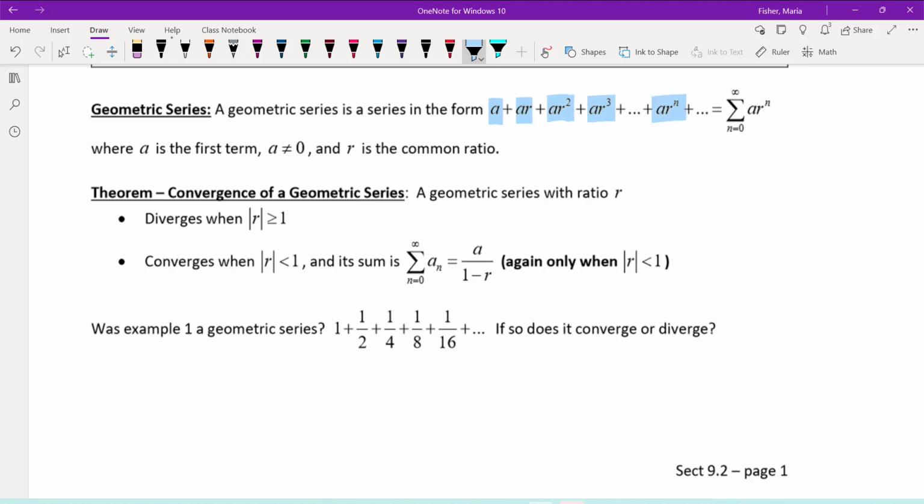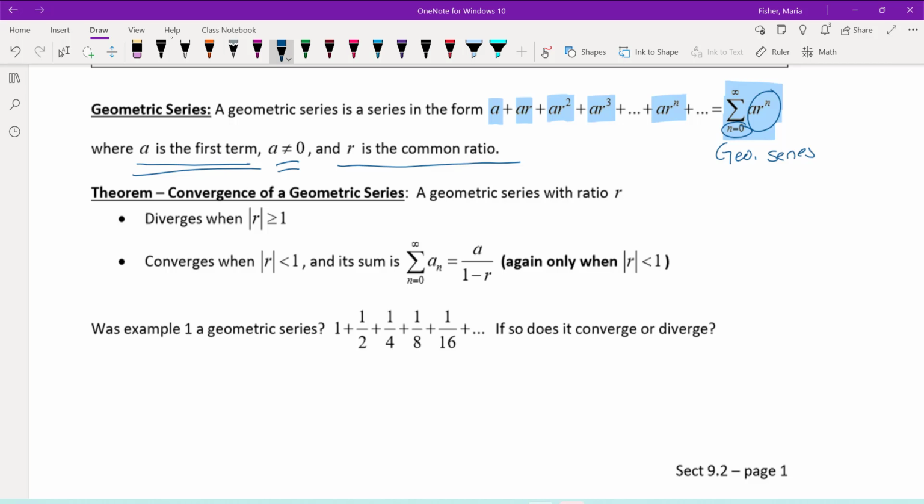As a summation formula, we'd say it's the sum from n equals 0 to infinity of a times r to the n. So this is a geometric series. Now for the geometric series, we say that a is always equal to the first term. It's what you get when you plug in the counter wherever you start. a never equals 0, and r is called the common ratio.